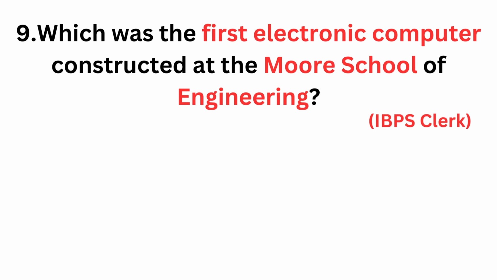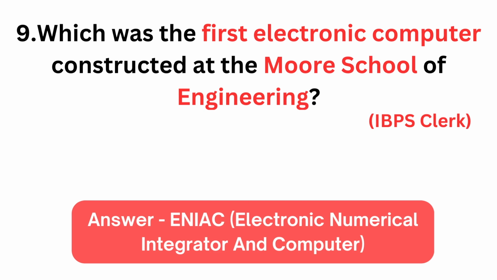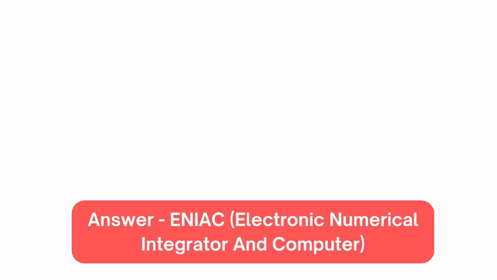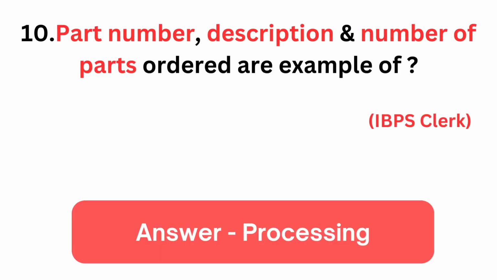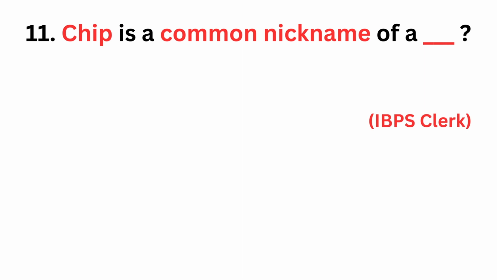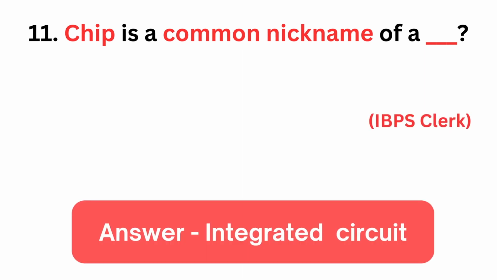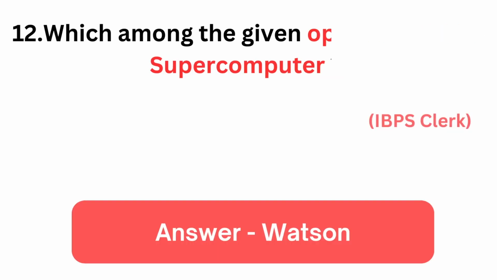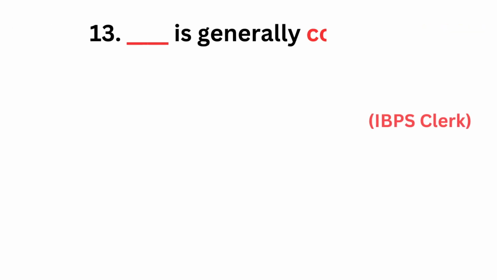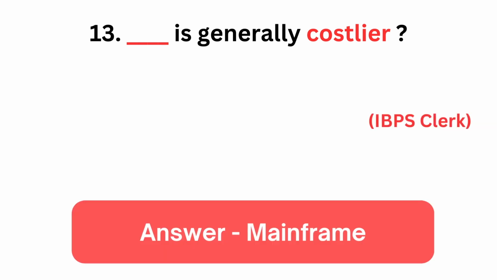Which was the first electronic computer constructed at the Moore School of Engineering? ENIAC, Electronic Numerical Integrator and Computer. Part number, description and number of parts ordered are examples of what? Processing. Chip is a common nickname of a what? Integrated circuit. Which among the given options is IBM's supercomputer? Watson. What is generally costlier? Mainframe.